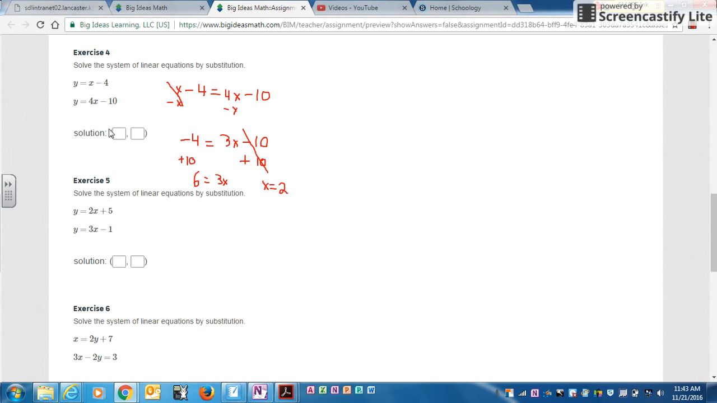Okay, so now I know that this is going to be 2. But I need to find the solution, so I also need to know what y is. How am I going to figure that out? Well, I'm going to substitute my answer back into one of the original equations, and it doesn't matter which one. So y equals, instead of writing x minus 4, I'm going to write 2 minus 4. And 2 minus 4 is, of course, -2. So y is equal to -2.